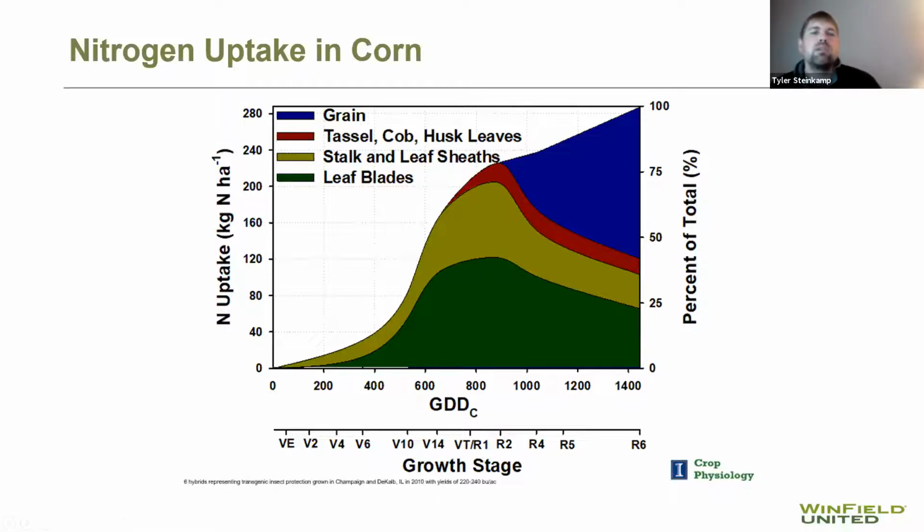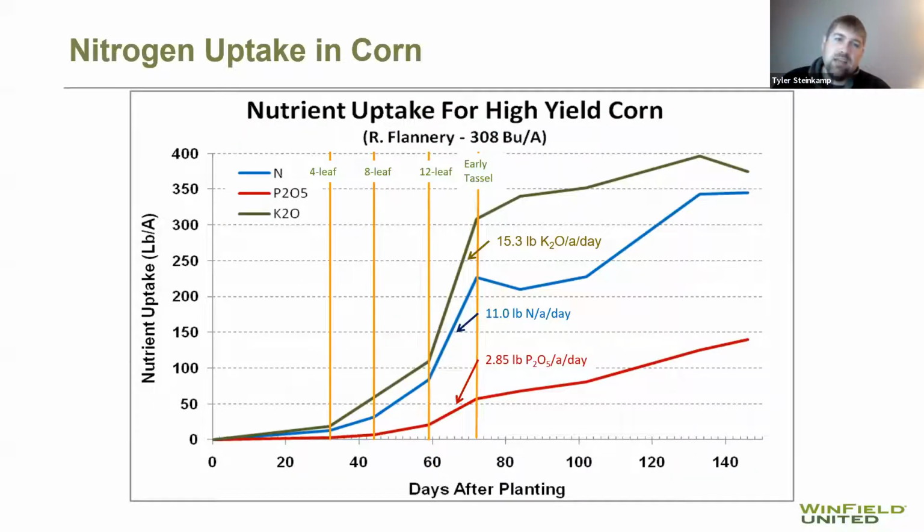So the most important thing with nitrogen is to try to get as much available during that time as we possibly can. In fact, when you look at 308 bushel corn, we need to have 11 pounds of nitrogen per day per acre from about V12 to tassel.